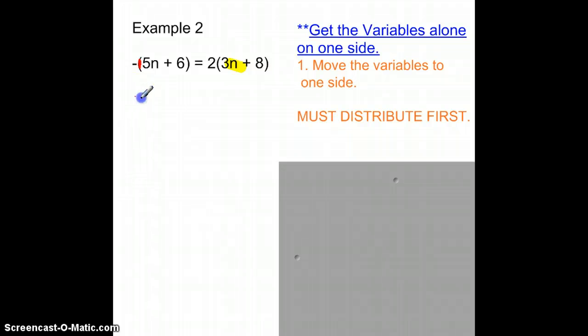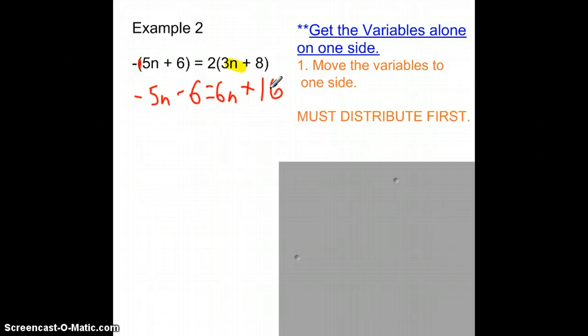Negative 1 times 5n is negative 5n. Negative 1 times positive 6 would be negative 6. Equals 2 times 3n is 6n. 2 times 8 is positive 16.